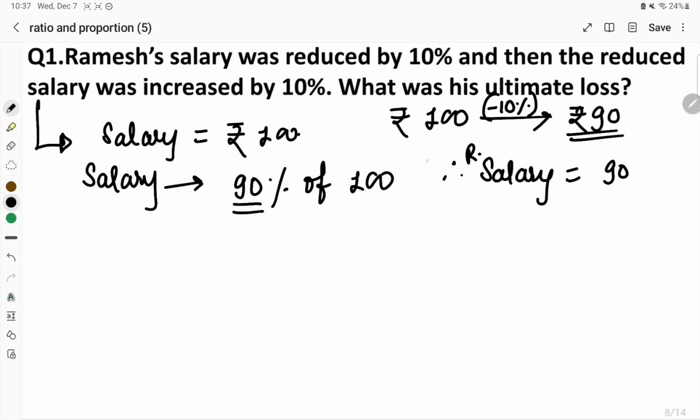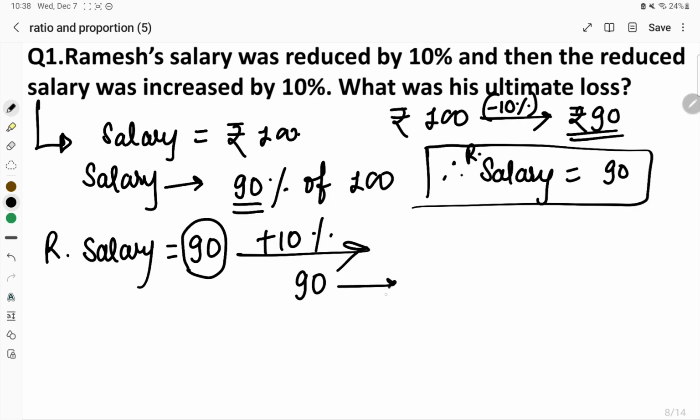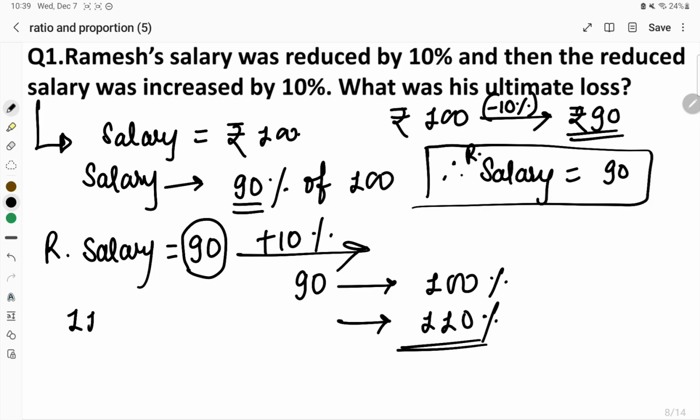Now this reduced salary, 90 rupees, has again been increased by 10%. As I mentioned in the previous class, whatever value is given here, we have to consider it as 100%. Now an increase of 10% gives 110%. This 110% is of 90 rupees, ma'am, right?